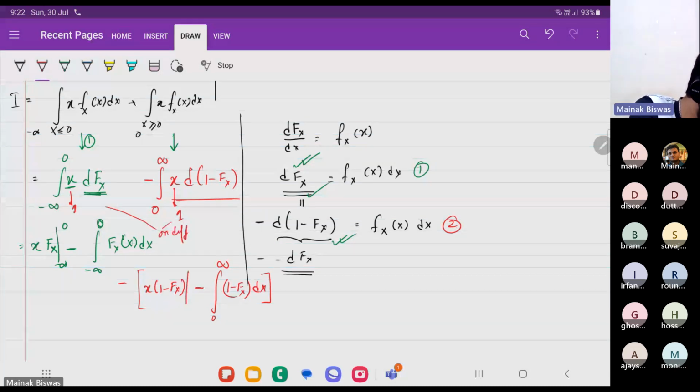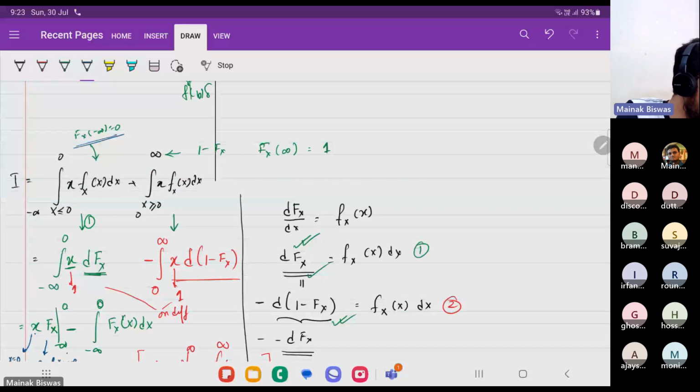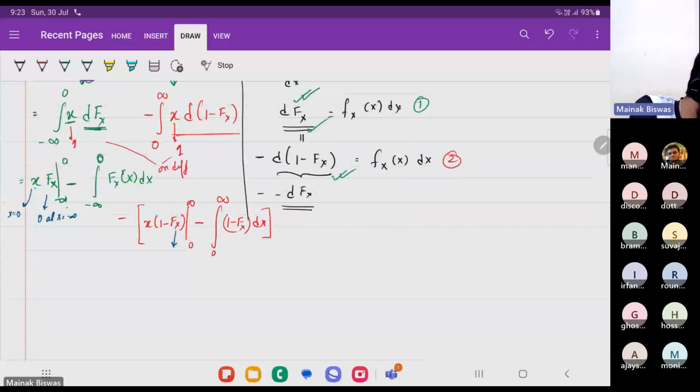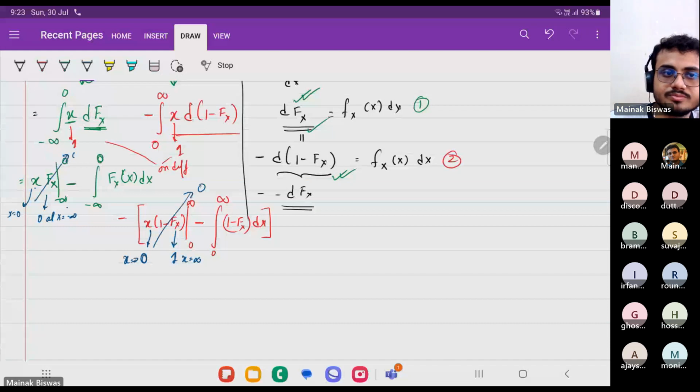Very good. So what are these terms? Why did I take 1 minus F(x)? We'll understand now. So what is going to be this term? 0, right? So at 0 also it is 0. And at minus infinity, this is 0. As Hussein had told me, at minus infinity you have capital F(x) equal to 0. And similarly, this is equal to 1 at x equal to infinity, and this is equal to 0 at x equal to 0. So these two terms will always go to 0. Both the endpoints are 0. Yes or no? Yes. So what is the integral going to be?